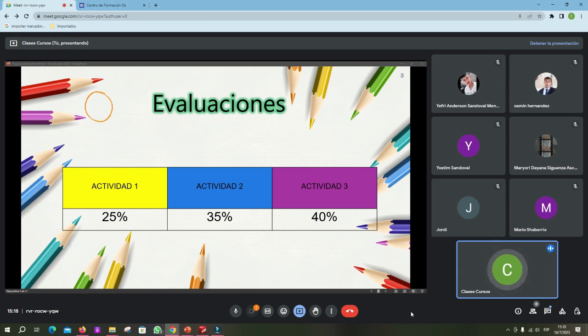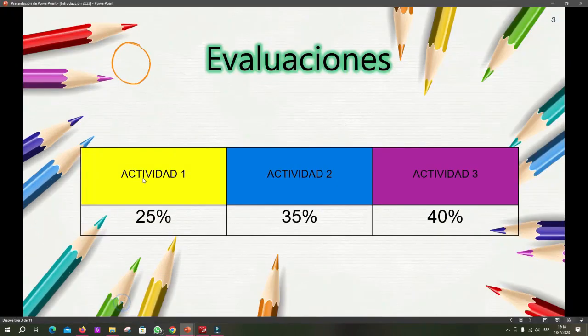So, there you have the evaluations. You know that we are going to do 3 evaluations for each module, right? Remember, we're going to have 4 modules, and also we're going to do 3 evaluations each module, right? And here we have the first one. Activity 1, you know, you have the 25%. We can do a quiz, a reading comprehension, a listening comprehension, right?